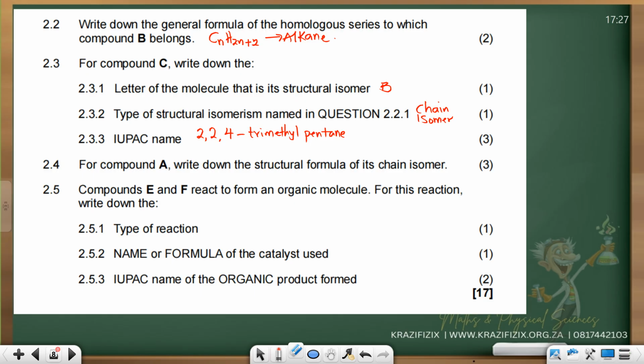Are we okay there? Those of you that gave me 2, 4, 4 and 2, 3, please, I want us to learn. So we sort this. We don't want to come back to this. We want it sorted once and for all.